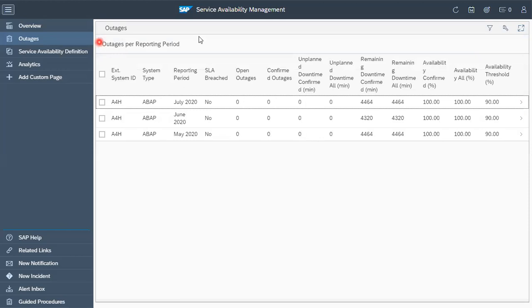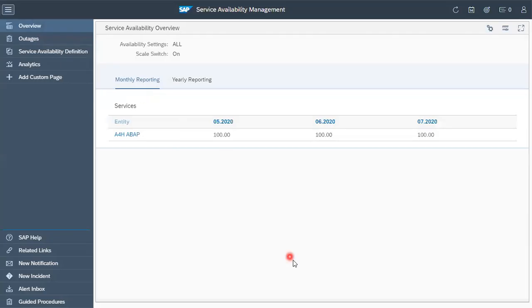So let me switch this screen to system monitoring for A4H. Let's see which availability metrics are configured. As a standard, the service availability of a system depends on only two metrics, which are RFC availability and HTTP message server availability. On those two metrics, the SAM reporting availability is defined. Let me switch there. Just give me a second.